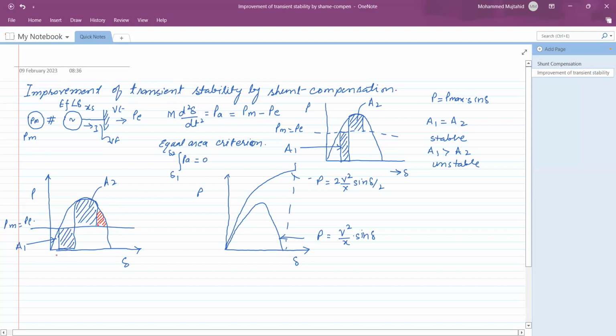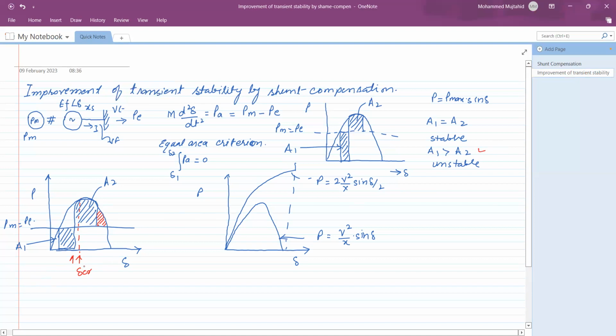Means, for example, instead of opening the circuit breaker here, it may open the circuit breaker at this point. Under such condition, the new area becomes this part. This part is the new area. So we can say that this angle is the critical clearing angle. If the circuit breaker is going to open later on, definitely the area A2 is smaller and the system will be unstable.